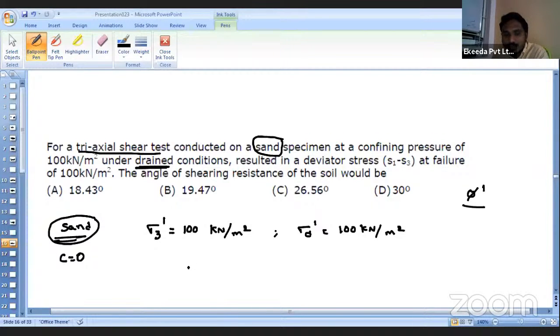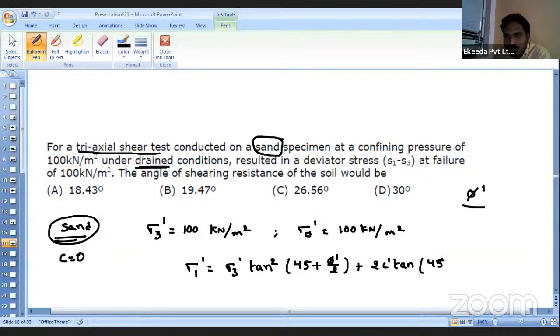So again recall the equation. Sigma 1 dash will be equal to sigma 3 dash into tan square of (45 plus phi dash by 2) plus 2c dash into tan of (45 plus phi dash by 2). As the experiment is conducted on a sandy soil, your c dash will be equal to 0. That means this entire term will be equal to 0. Then what about the sigma 1 dash? That is nothing but the summation of the deviator stress plus the minor principal stress.